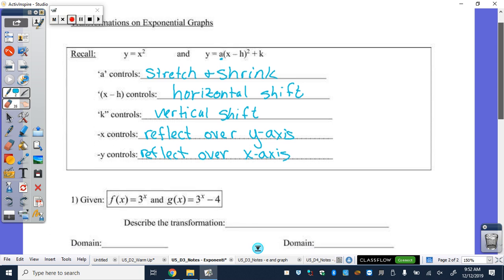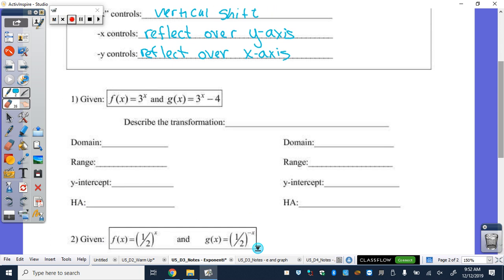So if we look at number 1 there, we have f of x equals 3 to the x, where g of x equals 3 to the x minus 4. So what shift is going to end up happening to it? Down 4. So of our original one, which would be our parent function in this scenario, our f of x equals 3 to the x power, our domain would be everything, so x is an element of the reals.